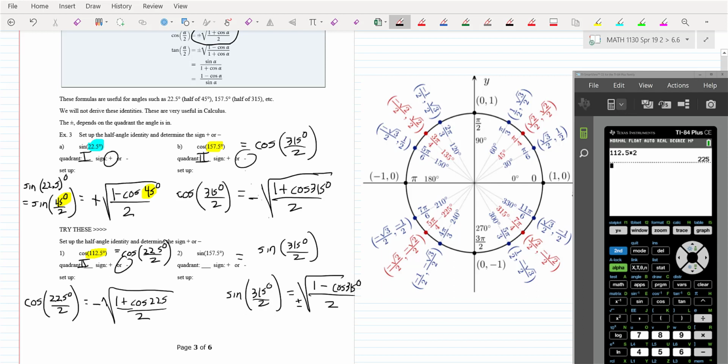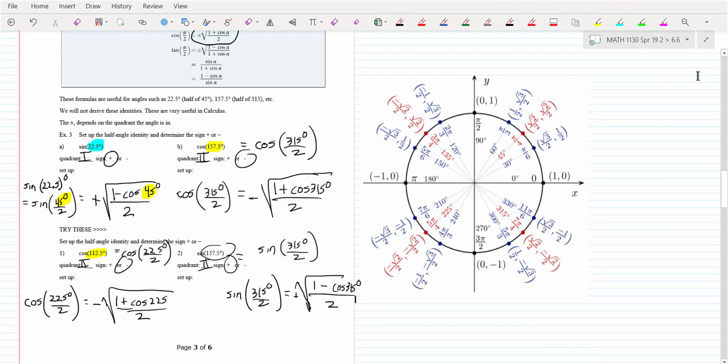The second one, you double it, you get 315, just like the last problem. Is this negative or positive? It's quadrant 2, what's the sine? That's positive. The sine is positive in quadrants 1 and 2, so that one you should have a positive answer. Then the setup would be like this. You have the positive radical 1 minus cosine 315 over 2. So that's how you set up and use the half angle identity, okay?